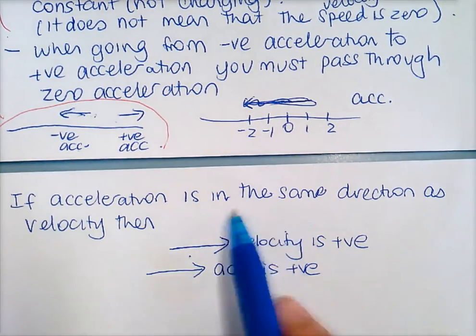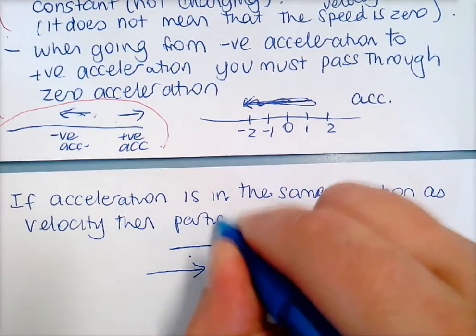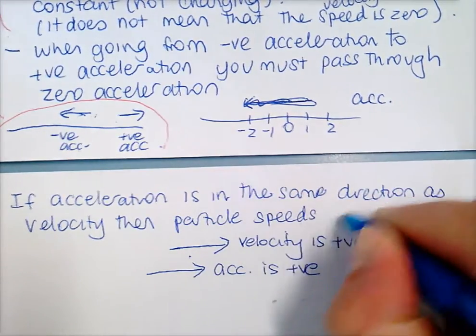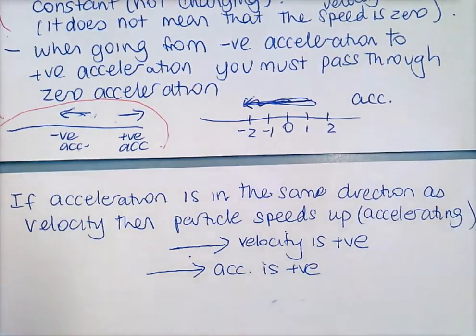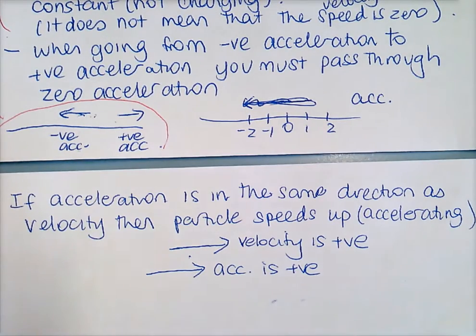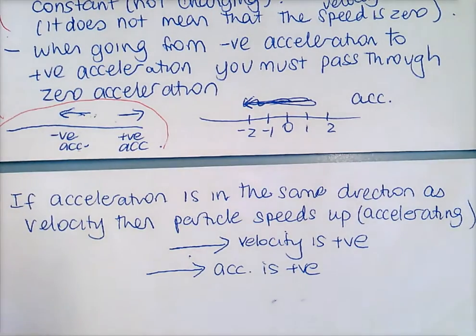So if acceleration is in the same direction as the velocity, then the particle speeds up, which you call accelerating. So just think, if you're travelling that way and someone's pushing you, not in a shopping cart, just in something else. Just think of something that you can be pushed in, like a bike. You know, a kid on a bike, a child. And they're travelling that way and you push them. Then they're going to speed up because you're pushing in the same direction as the velocity.